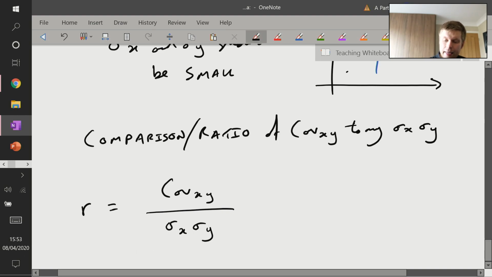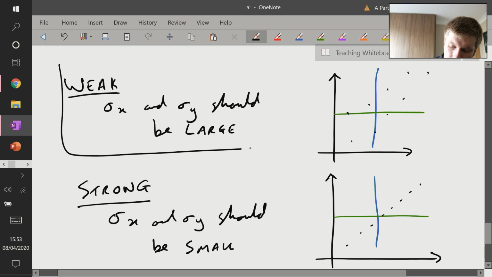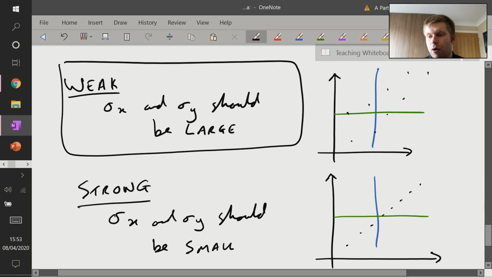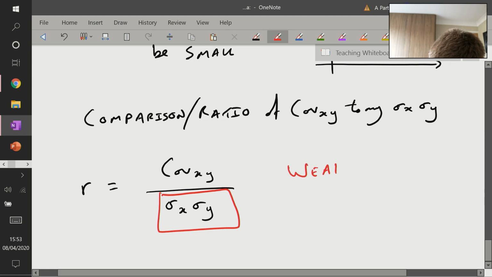Now clearly this makes sense because for weak correlation, sigma X and sigma Y should be quite large, which means that I'm dividing by a large value because I'm multiplying sigma X and sigma Y together. So for weak correlation, sigma X and sigma Y is large.